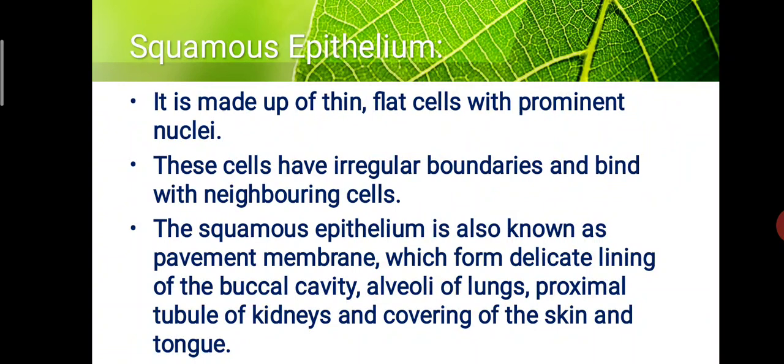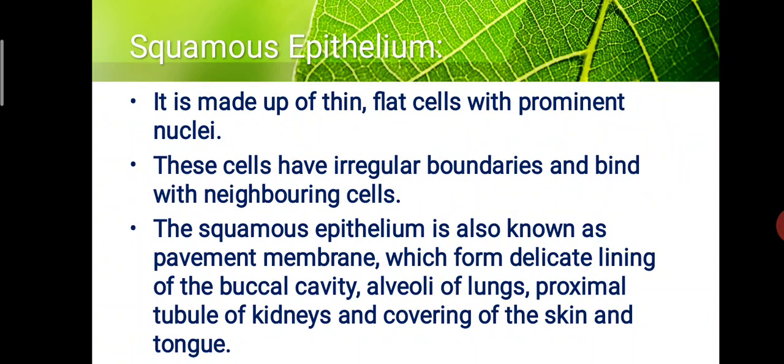The first one we have is squamous epithelium. So how do you pronounce it? Squamous epithelium. It is made up of thin flat cells. How are they? Thin flat cells with prominent nuclei. So it will be having nuclei for sure. That is important. Prominent means what? Important. So prominent nuclei are present in them. These cells have irregular boundaries. They don't have any proper boundaries and bind with the neighboring cells. So they always bind with the neighboring cells.